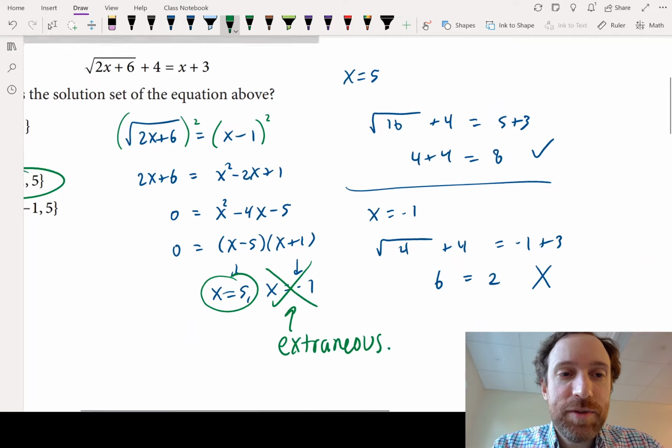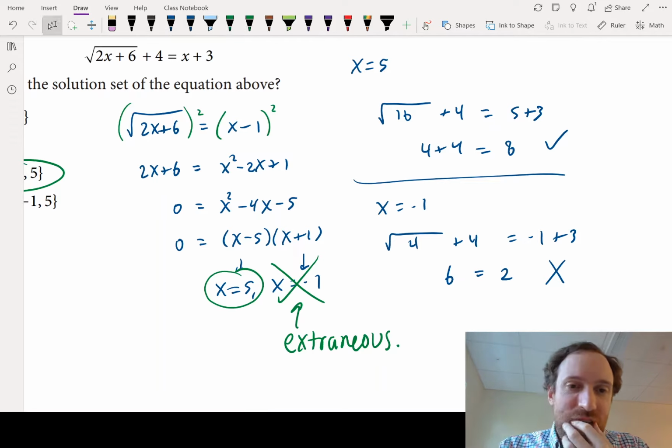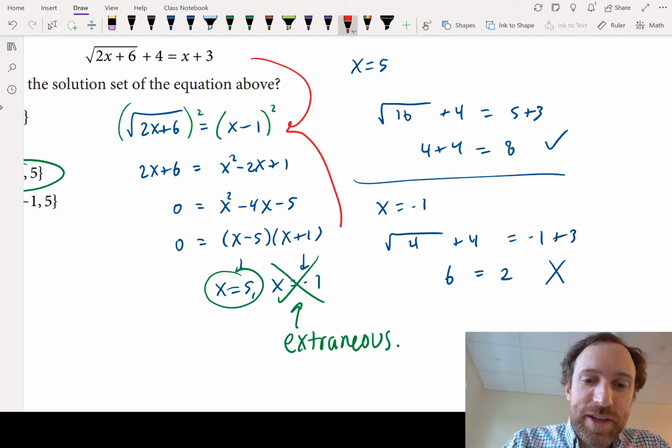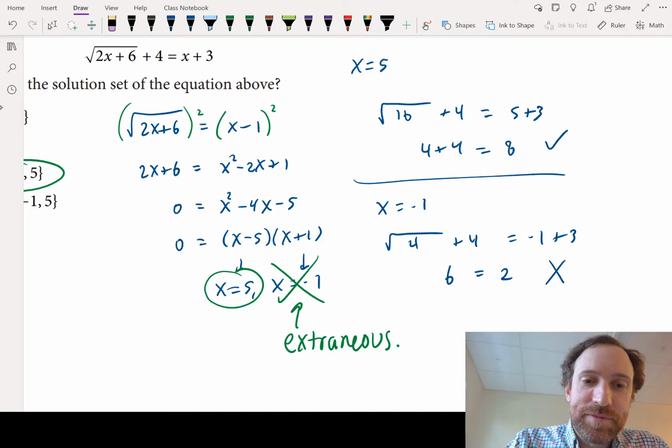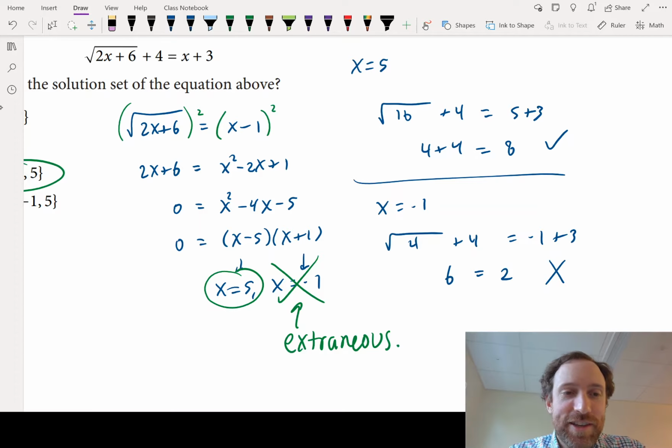So what's happening here? How did we do all of this algebra and end up with a solution that was wrong. Surely one of our steps here contains an error. Can you figure out which step contains an error? Feel free to pause the video and discuss.